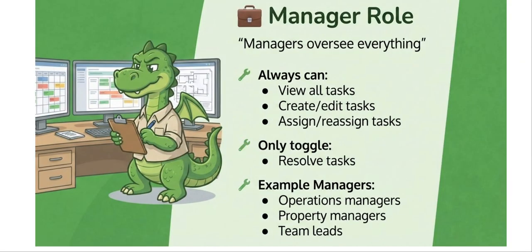The manager role can do pretty much everything the worker can do. By default, they can view all the tasks for the properties they're assigned to. They can create and edit tasks, and they can assign and reassign tasks. The only toggle that they have that's extra is, do you want them to be able to resolve the task or not? We see this as operations managers, property managers, and team leads.